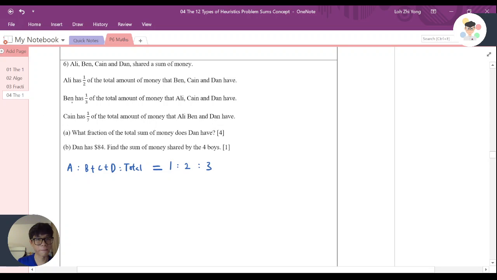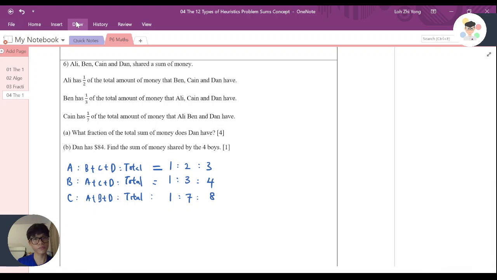Now, Ben has 1/3 of the total amount of A, C, and D. So now B to A plus C plus D to total, it will be equal to 1 to 3, and the total is 4. C has 1/7 of the total amount of money that A, B, D have. So A plus B plus D and the total. I know the ratio will be 1 to 7 and it's 8.